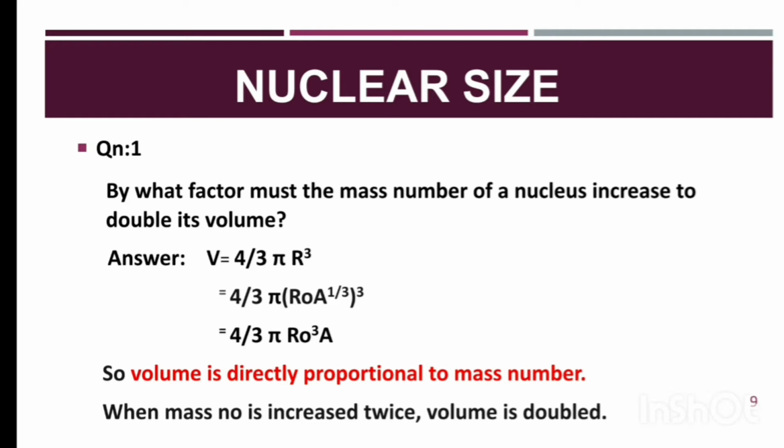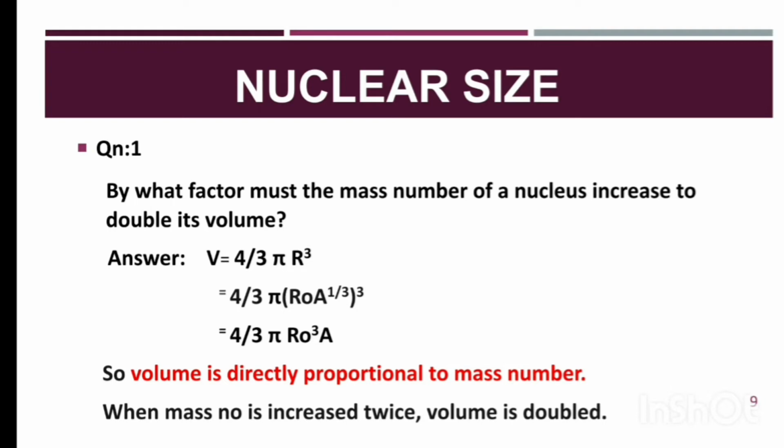Next, we can discuss some questions related to nuclear size. First question: by what factor must the mass number of a nucleus increase to double its volume? So, the question is, to double the volume, how should we change the mass number? Nucleus can be considered as a sphere. So, volume of a sphere is 4 by 3 pi r cube, where r is the radius of the sphere or nucleus.